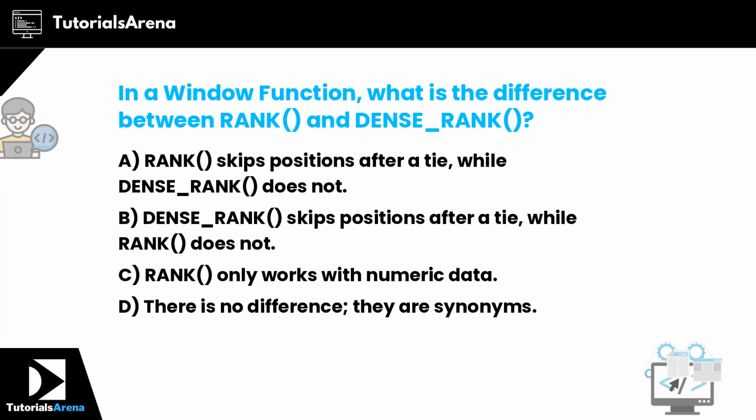In a window function, what is the difference between rank and dense_rank? The correct answer is option A, rank skips positions after a tie, while dense_rank does not.